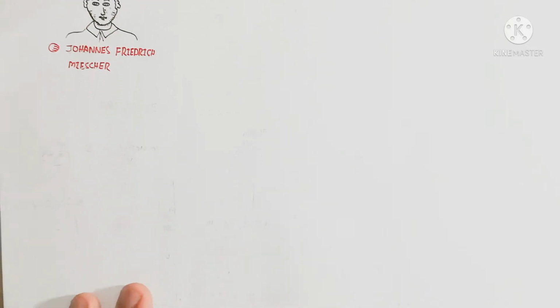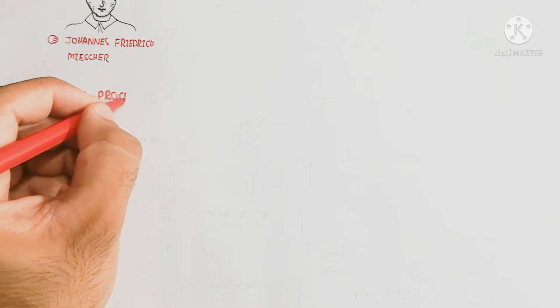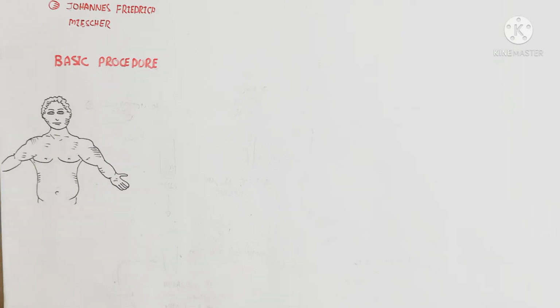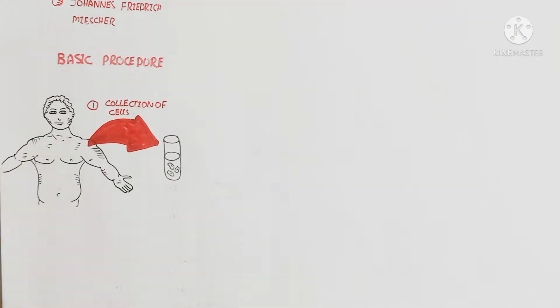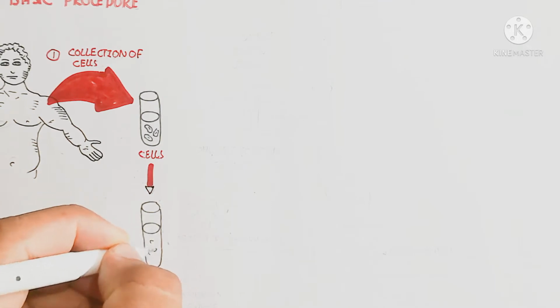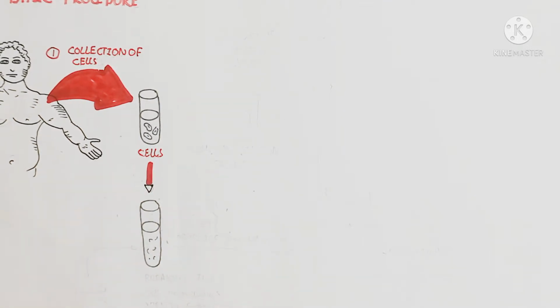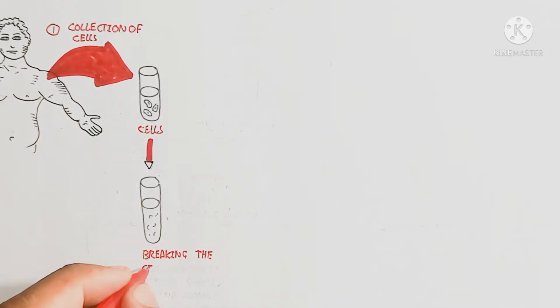Here we will discuss the basic procedure for the isolation of DNA, and next we will also understand the DNA sequencing mechanism and what its benefit is. First of all, we take a sample collection of human cells, for example, which is the desirable DNA for extraction.